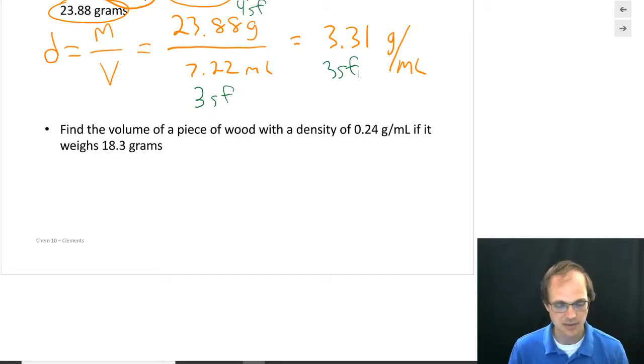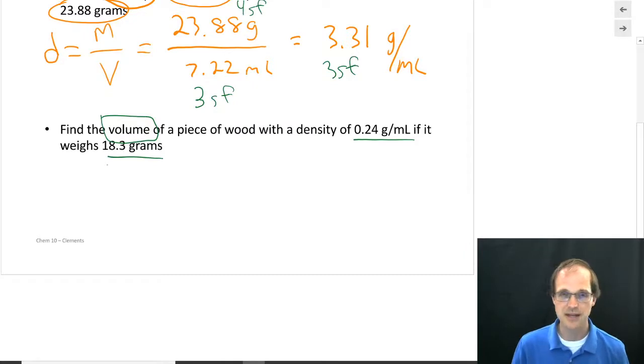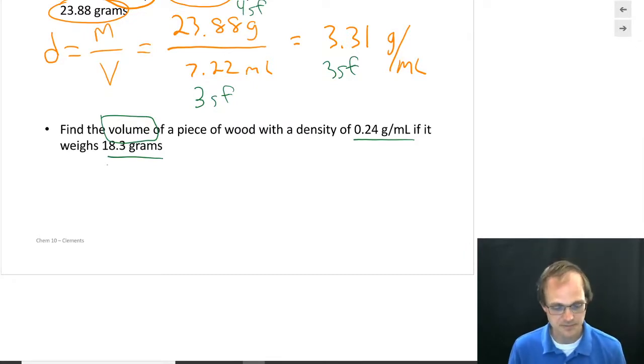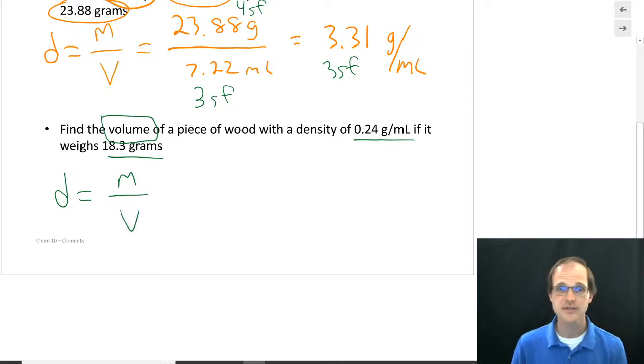So in this next problem, we're finding the volume of a piece of wood when we know the density and we know that it weighs 18.3 grams, and we know that grams is a measure of mass. So what I encourage you to do is always start with your equation. I know we're solving for volume, but the chances of you making an algebra error if you try to write down the algebra after doing it in your head is much, much higher than if you write down the correct equation, then do the algebra on paper.